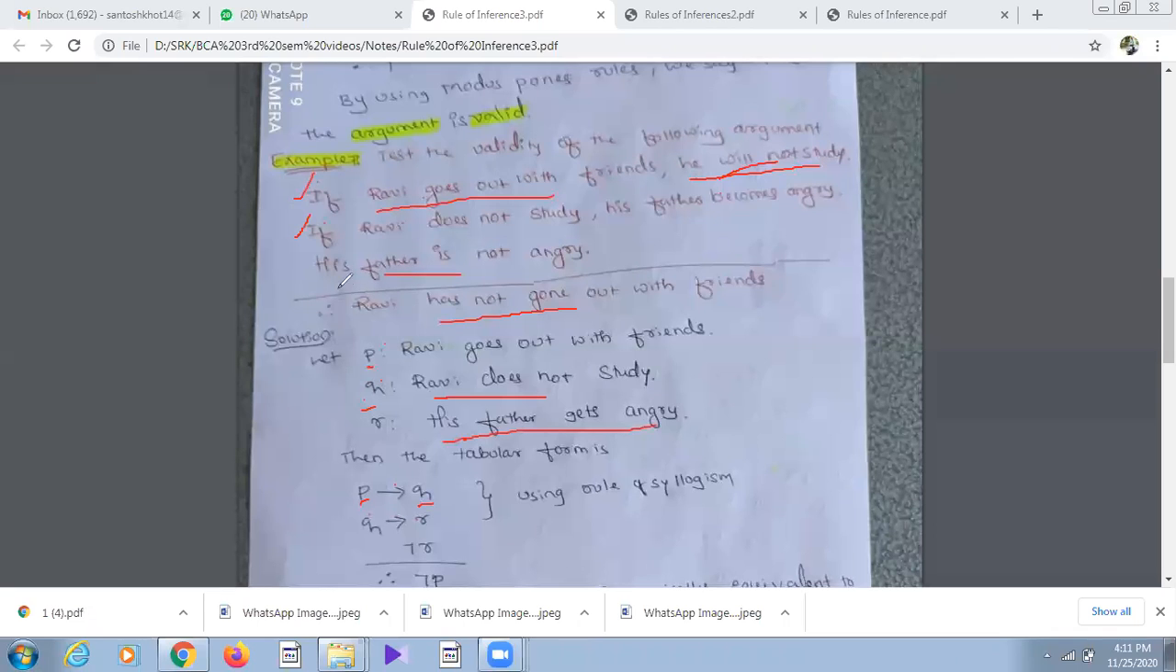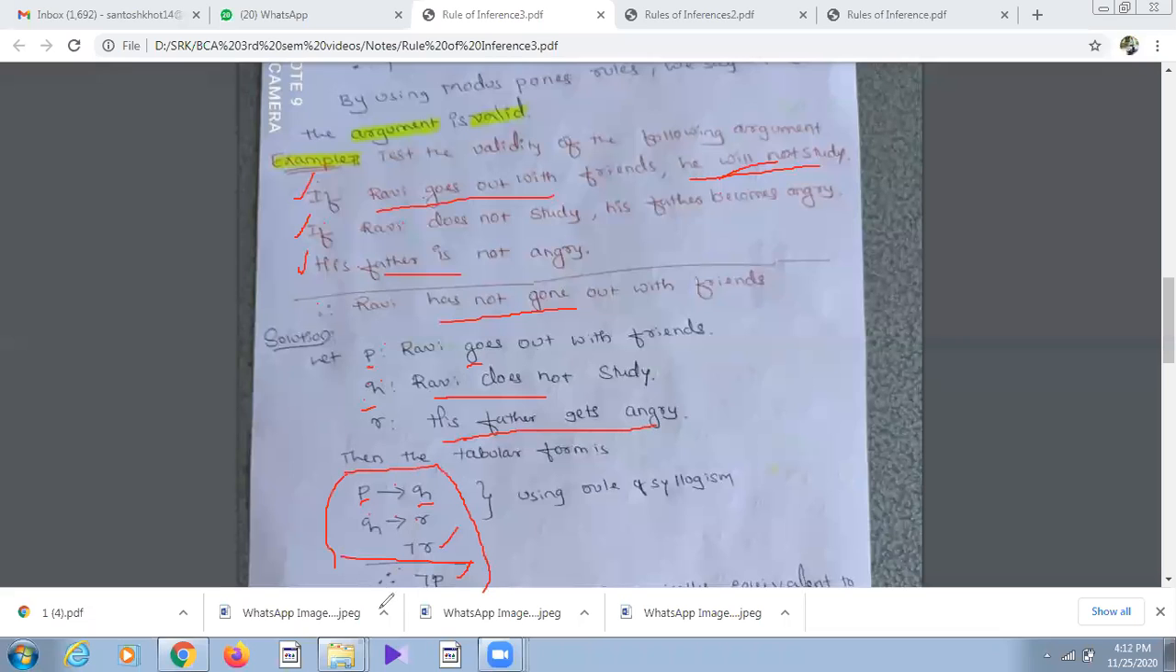And next, the third premise, his father is not hungry, that is the opposite of this, so we can say that negation R. So the third premise is negation R. Therefore, whatever this line is there, this line will be there here also. And what is the conclusion here, Ravi has not gone out with the friends, so this is the opposite of this, so we say negation P. So here we got the negation P. Okay, any doubt? So we formed the tabular form.